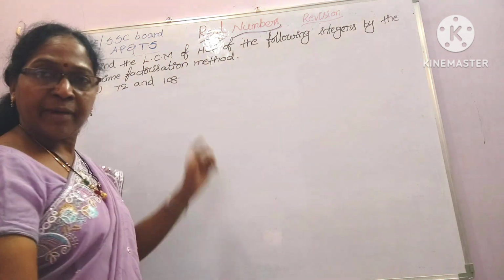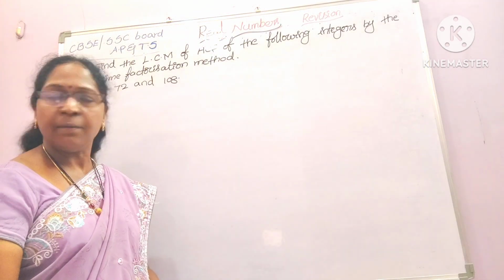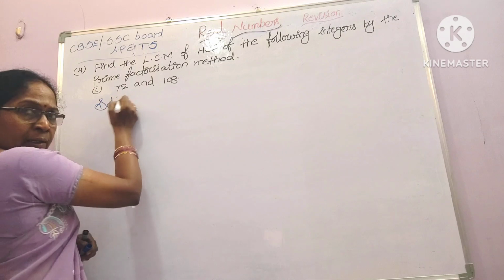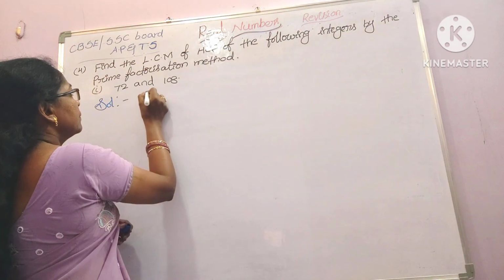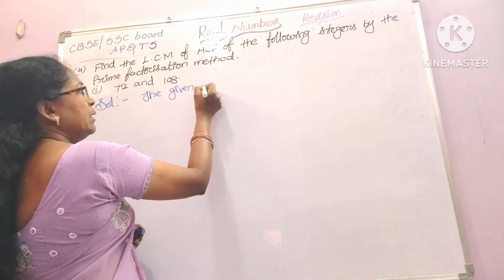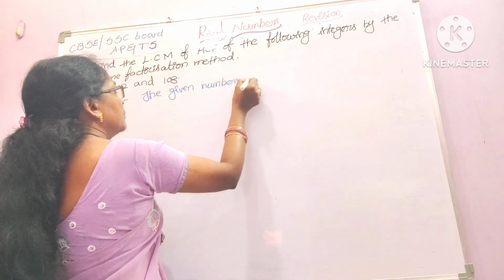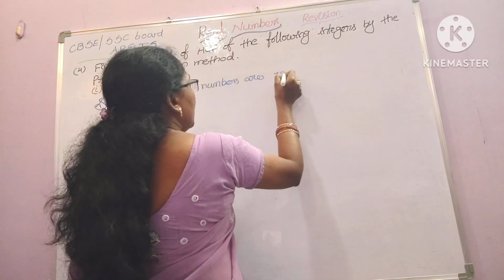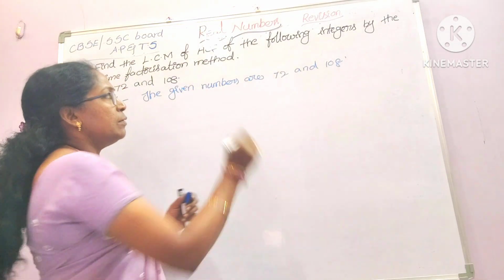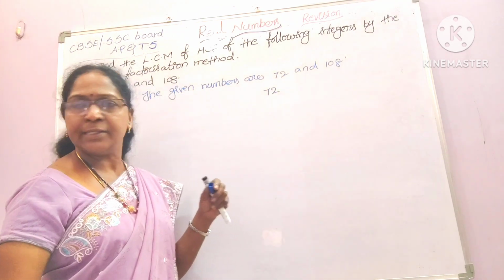Next question is, find the LCM and HCF for the following numbers by the prime factorization method. What are the given numbers here? 72 and 108. Just write down: the given numbers are 72 and 108. Next, for 72 and 108, you have to find the factors by using the prime factorization method.